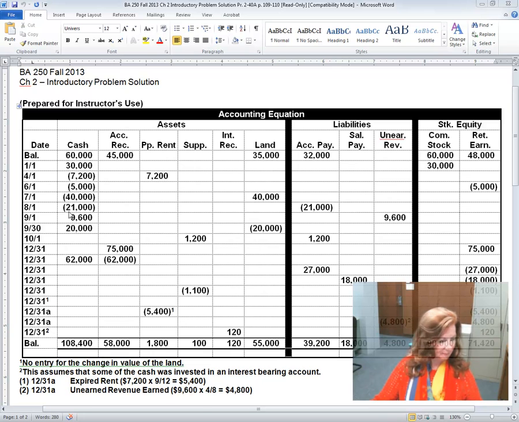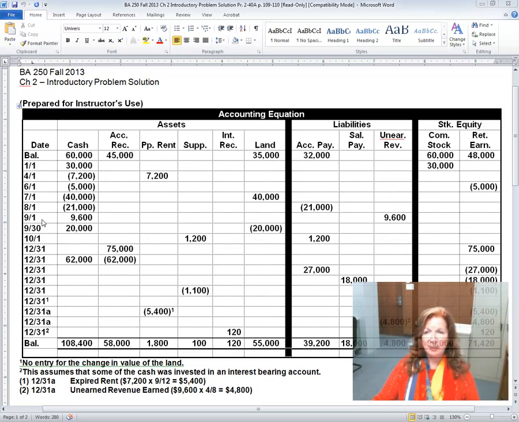August 1, made a cash payment on account payable of $21,000. So made a cash payment. Cash is going to go down by $21,000 because I made a cash payment. And then accounts payable is going to go down because I paid that cash payment on my accounts payable. So I have a negative $21,000 in accounts payable on that same row. Now, the two negatives, one on either side of the equal sign, keep this equation in balance.